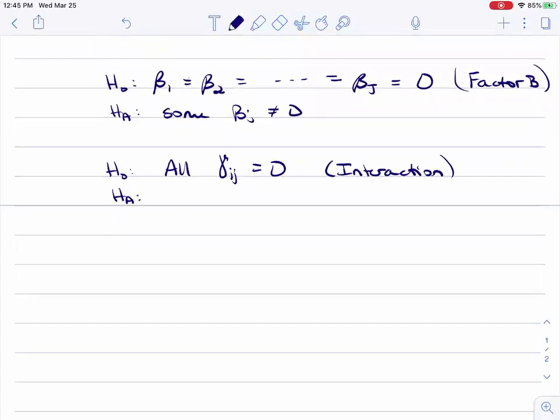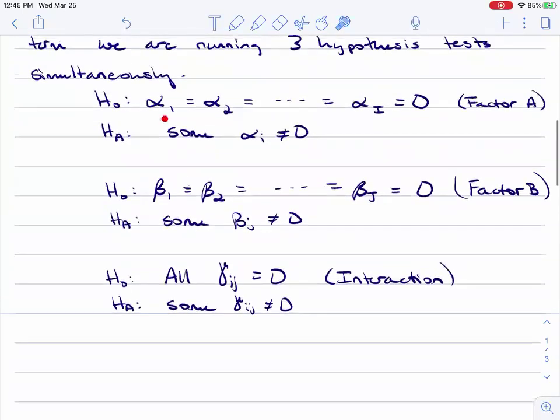And the alternative hypothesis is that some gamma ij is not equal to 0. You might wonder why we would use all gamma ij are equal to 0 when here we listed each one explicitly. I guess we could have used the same, so all beta j's are equal to 0. But it's just nice to see them listed explicitly here when we can.